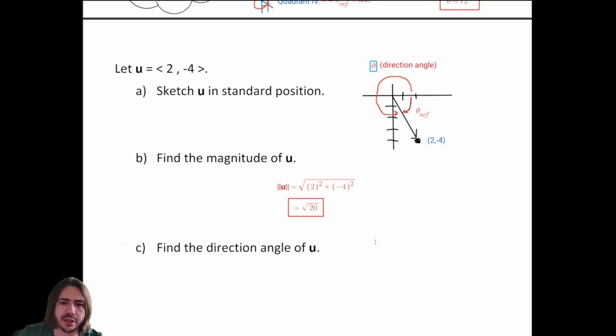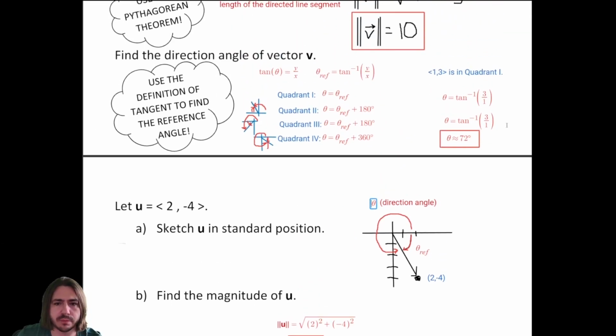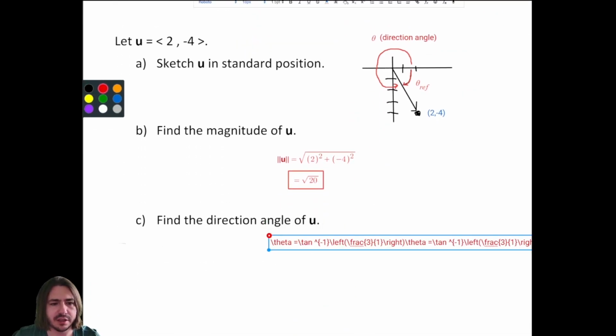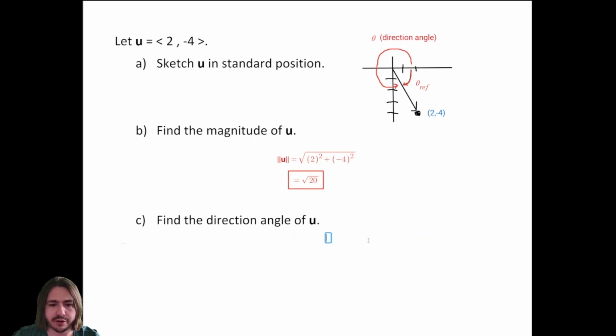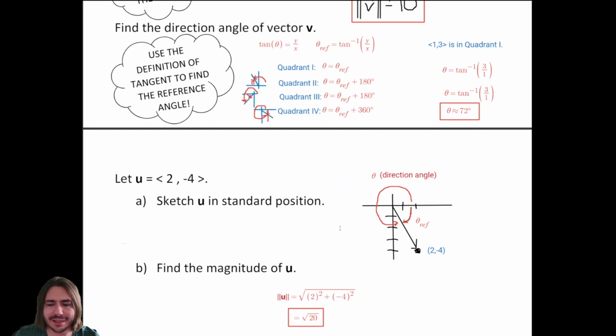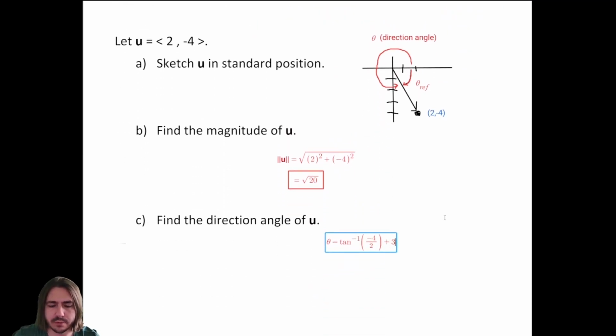So the direction angle of u, we'll start by using this little formula right here, the inverse tangent of y over x. But again, that's just going to give us the reference. And so theta is going to be the inverse tangent of negative 4 over 2. And then since we're in quadrant 4, I need to add 360 to actually get the right one.